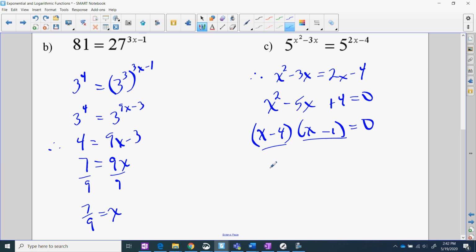So you say, well, x was 4 would make the first bracket 0, and if you put a 1 in the second bracket, you would get a 0. There's your two possible answers for this one. X could be 4, or x could be +1.